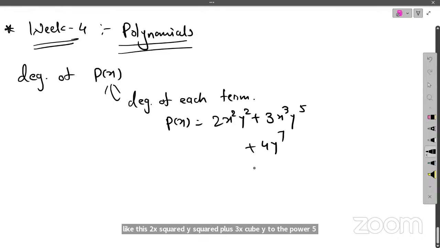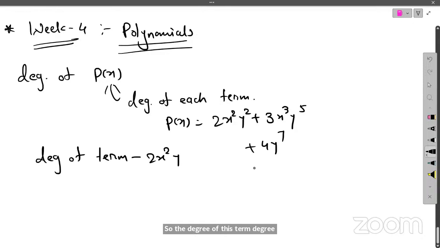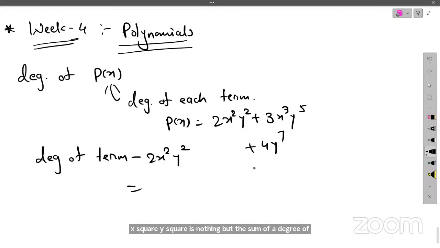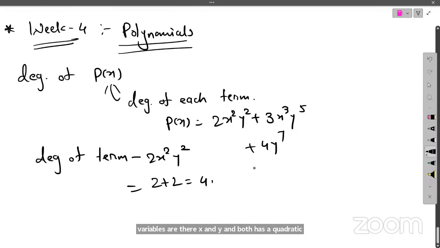Then if I want to compute the degree of the polynomial, I will compute the degree of each term in this polynomial. So the degree of the term 2x square y square is nothing but the sum of the powers of each variable. Here 2 variables are there, x and y, and both have a quadratic power, that means 2 and 2. So what will be the degree of this term? It is nothing but 2 plus 2, which is equal to 4. So this is the degree of this first term.